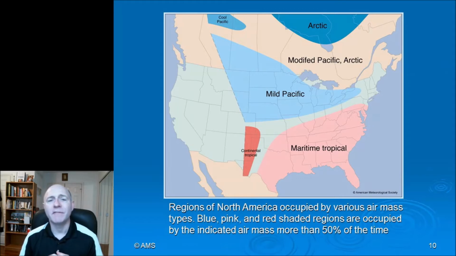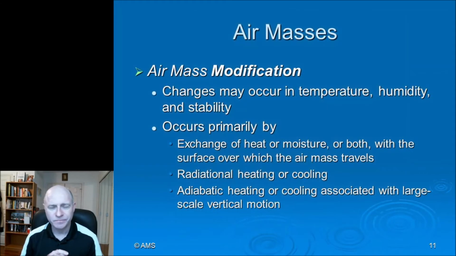And then you get a lot of mild and modified Pacific air masses coming into the Great Plains and the Great Lakes, or modified Arctic or continental, excuse me, maritime polar air masses coming in to the West Coast. So these are the areas of the country or of the continent that have the most dominant air masses.